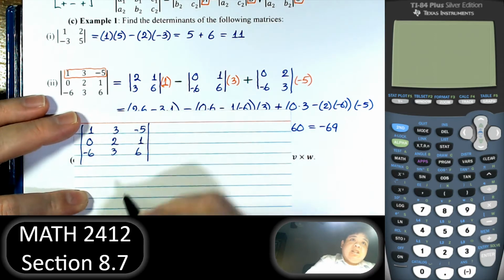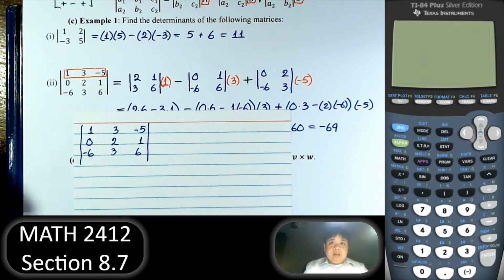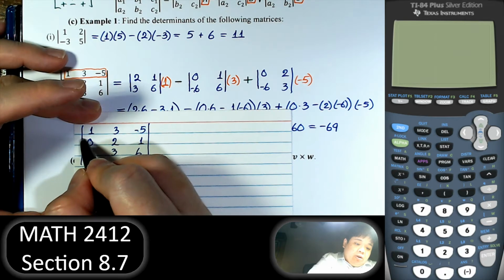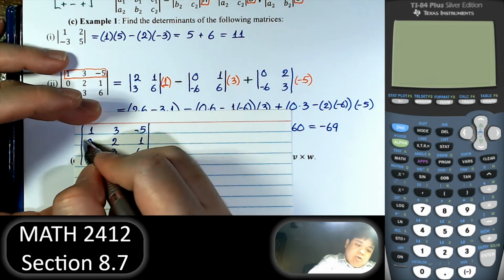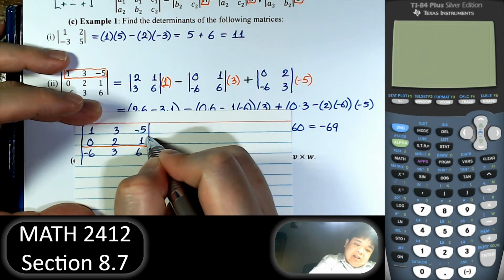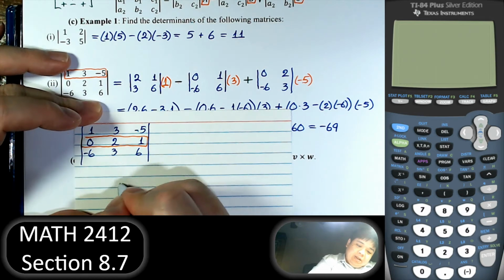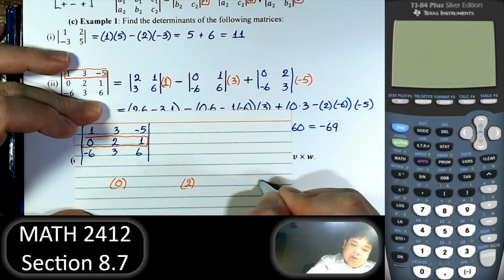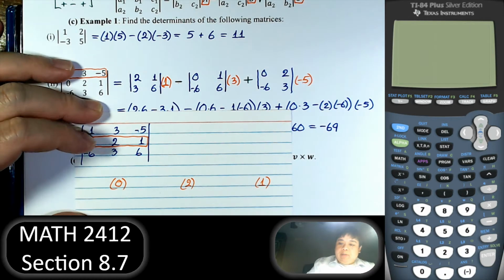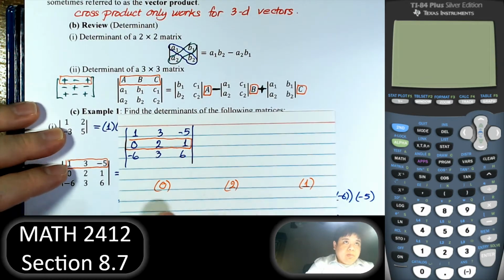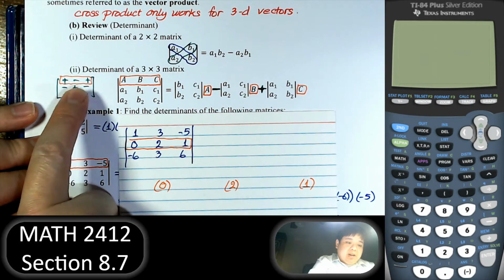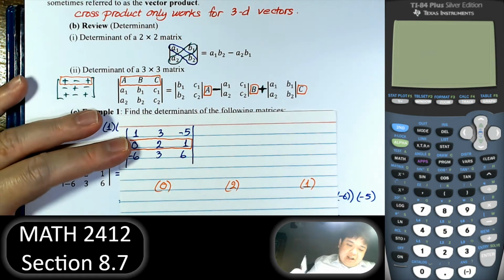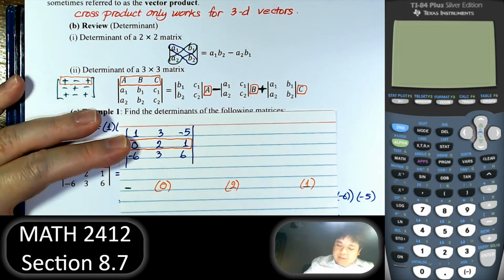Now, instead of evaluating along that column, I can evaluate along this row, which is perfectly fine. The entries are 0, 2, and 1. Evaluate along that row, but for that row we carry the signs negative, plus, negative. So it's going to be negative.